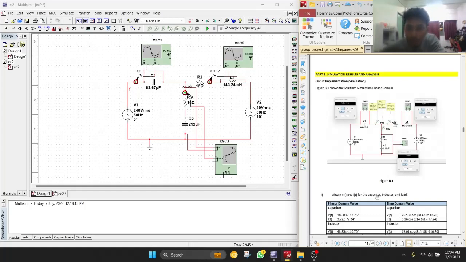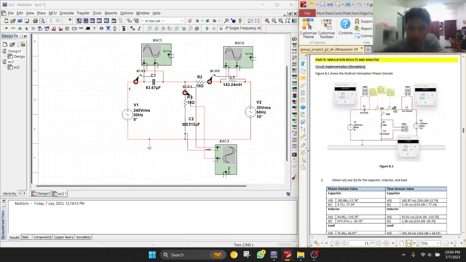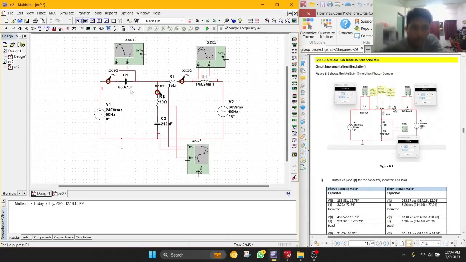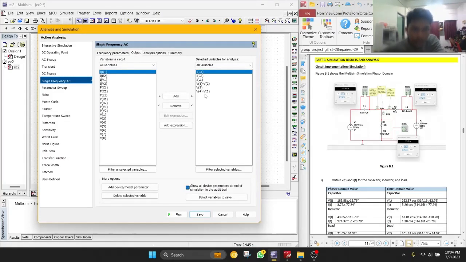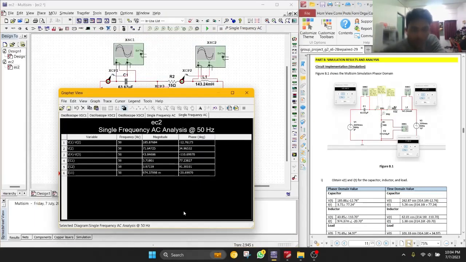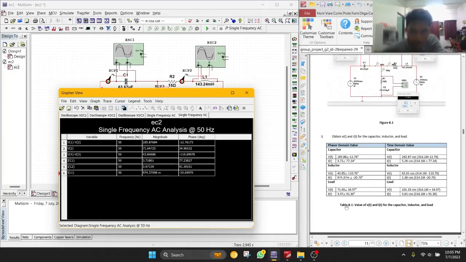So first I will show you how to obtain Vt and It for the capacitor and inductor, including phasor domain and time domain. But first we will get the phasor domain. Before that we have to replicate the circuit, and then we pick AC frequency, pick 50, and then magnitude and phase. Then we go to output and select everything like this, and then we click run. After we click run, we will get the values. As you can see, this is Vt at the capacitor, and this is the degree, and that's it for the phasor domain.